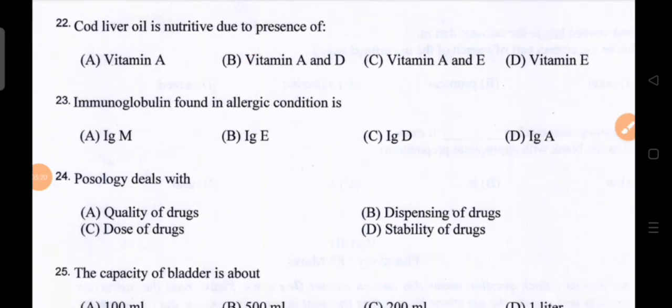Next, question number 23. Immunoglobulin found in allergic condition is which of the following? Immunoglobulins are the normal antibodies which are present in our body. So which of the following is the immunoglobulin found in allergic condition? Options are IgM, IgE, IgD and IgA. So the correct answer will be IgE.